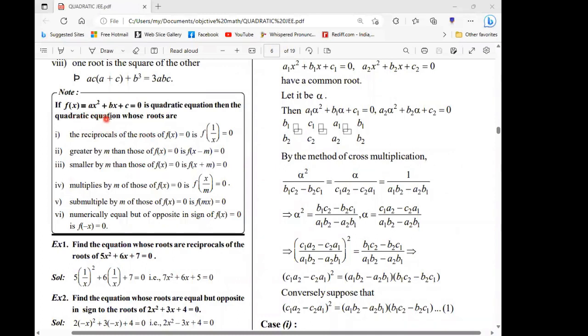If f of x equal to ax square plus bx plus c equal to 0 is a quadratic equation, then the quadratic equation whose roots are reciprocals of the roots of f of x equal to 0, that is f of 1 by x equal to 0. And also if the roots are greater by m, okay, let me describe how it was happening.